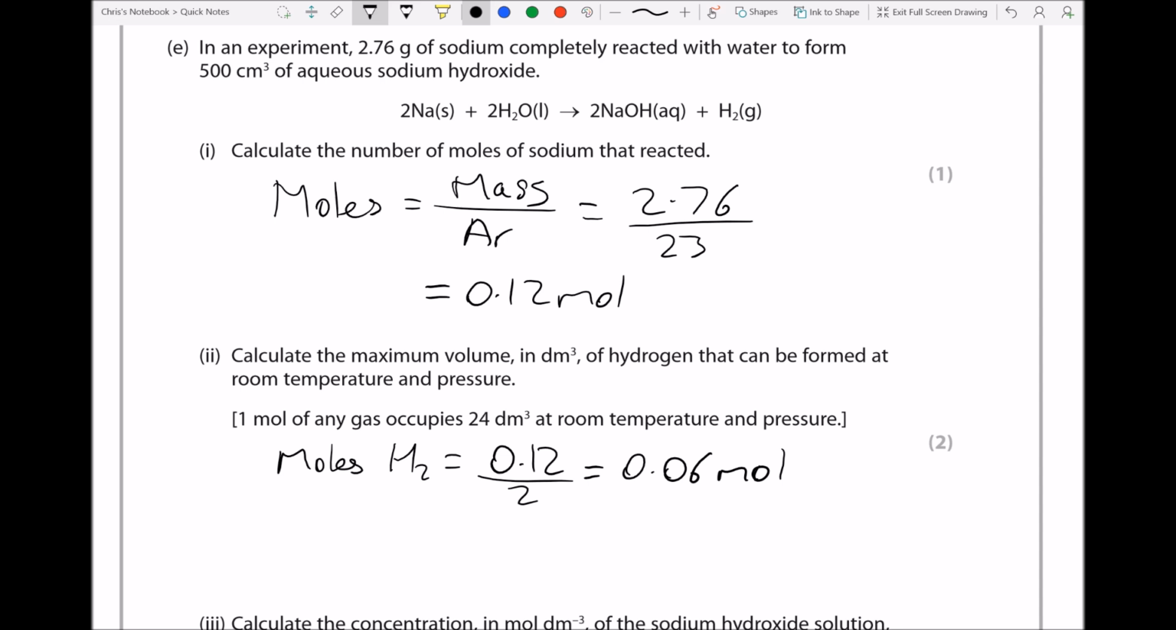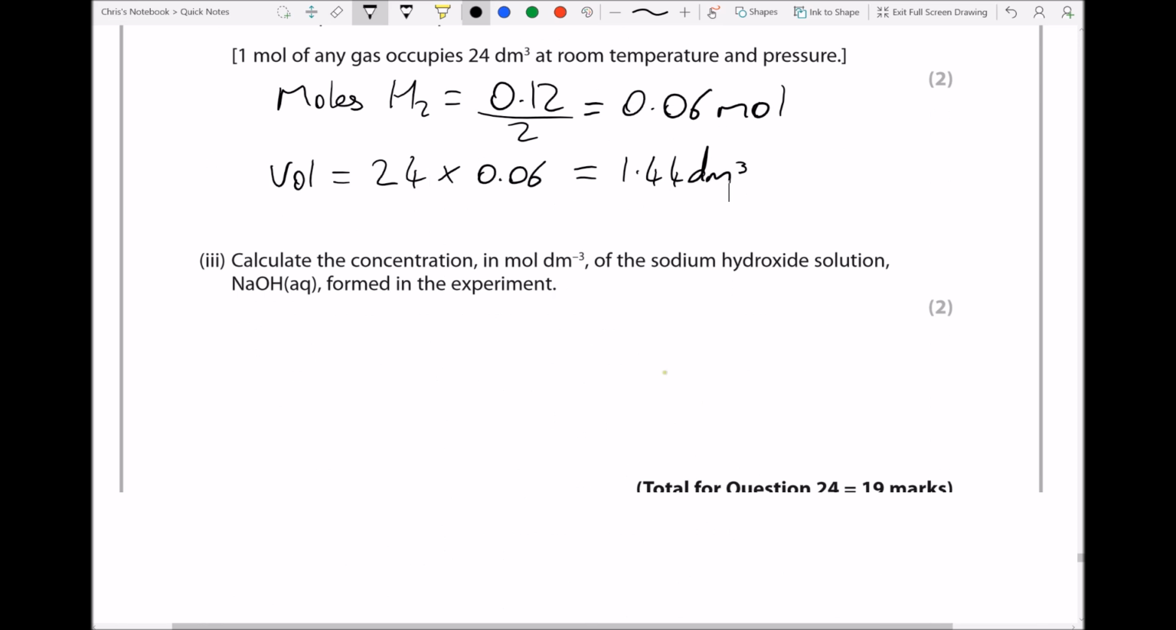Okay. And then once we've done that, to work out the volume, because 1 mole of any gas occupies 24 decimeters cubed at room temperature and pressure, then the volume is literally just 24 times by 0.06 moles, and that's going to get us 1.44 decimeters cubed. So you get 1 mark for obviously working out your moles of H2, and then 1 mark for your final volume. Okay, and the last question.